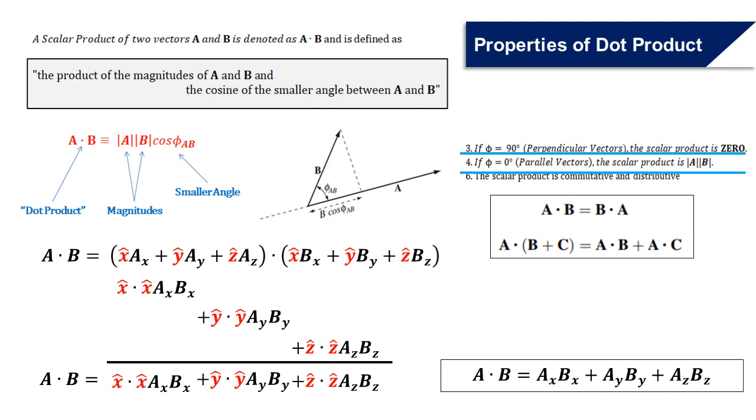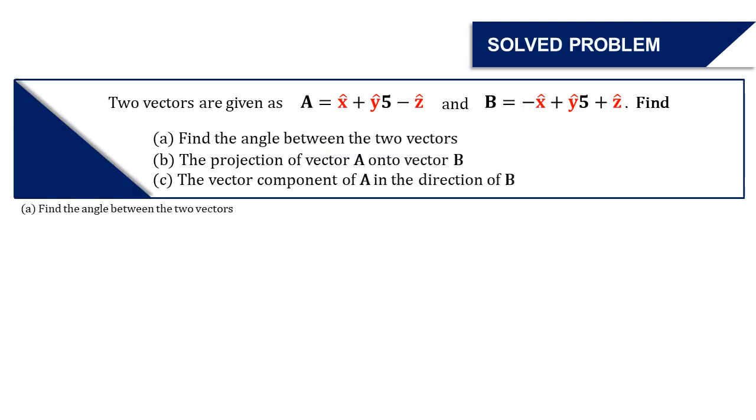Well, anyway, again, let me just define kung ano yung scalar product ng dalawang vectors a and b. It is the product of the magnitudes of vector a and b and the cosine of the smaller angle between the vectors a and b. So, ayan. So, let's go on to this solved problem.